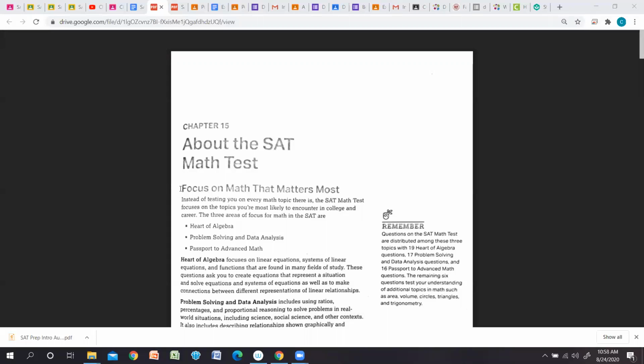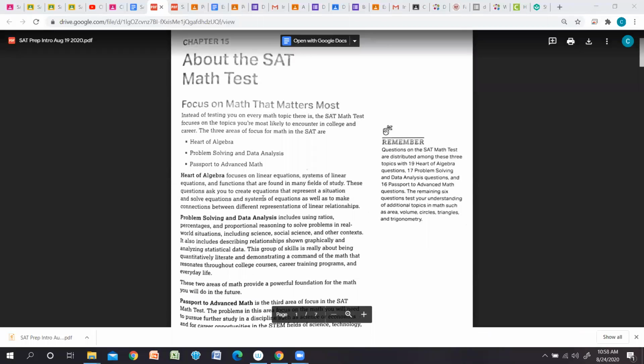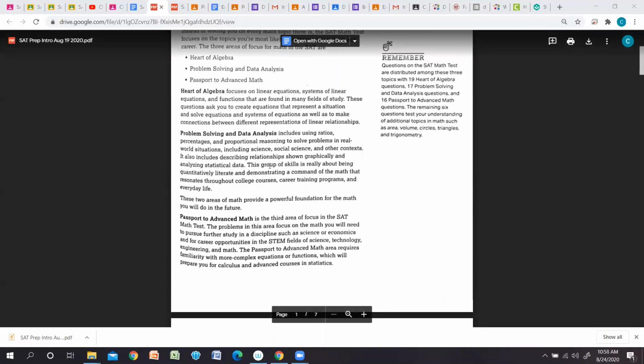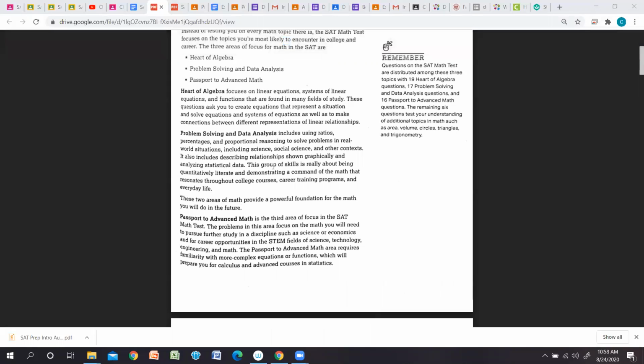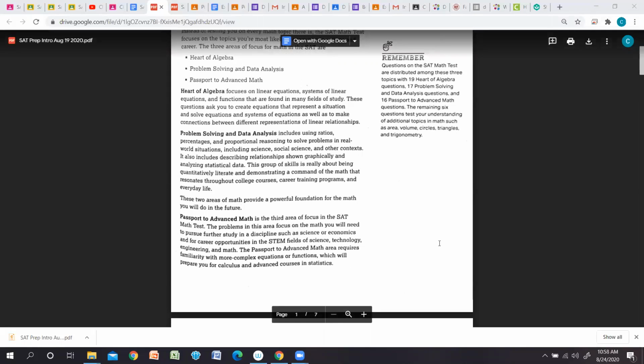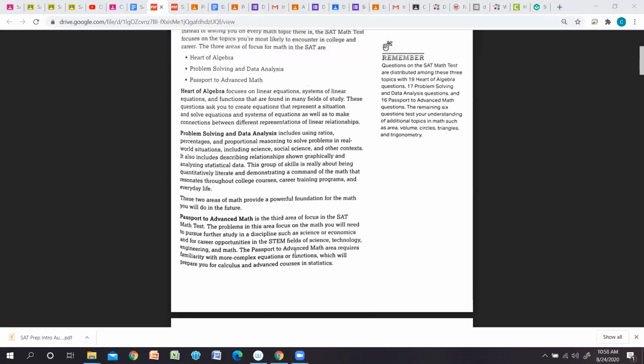So the first section is focus on math that matters most. And it talks about the type of questions, like what kind of math is on the SAT. And as you can see, it all fits on one page. So it's not like you have to learn everything, but there is a lot of topics, and just understand what those are.